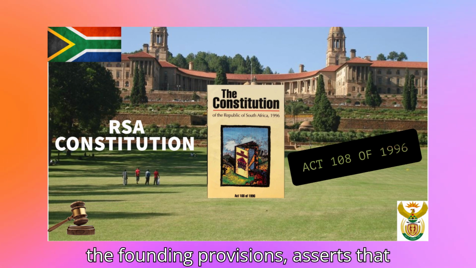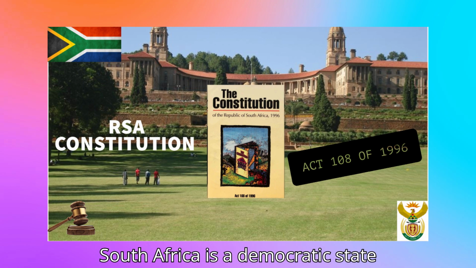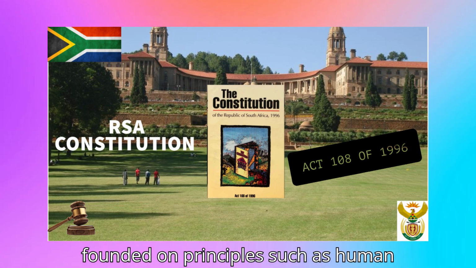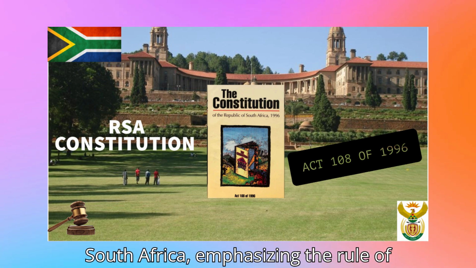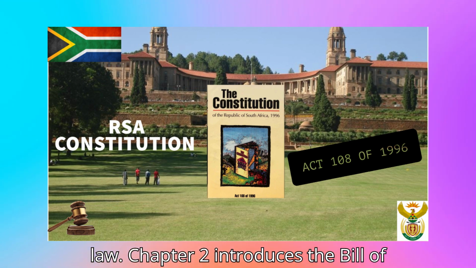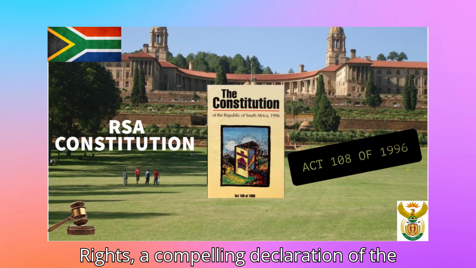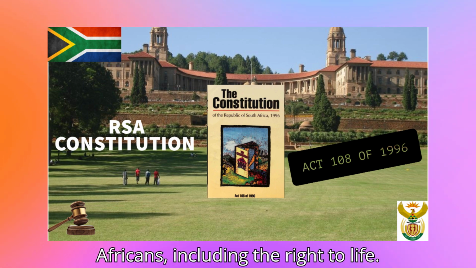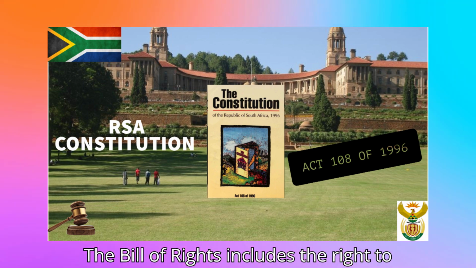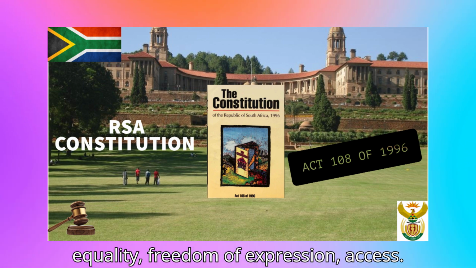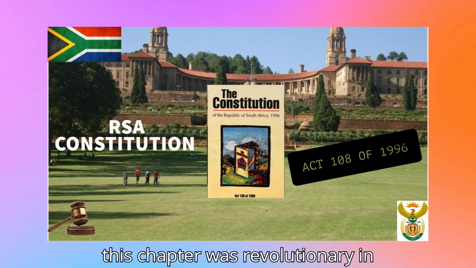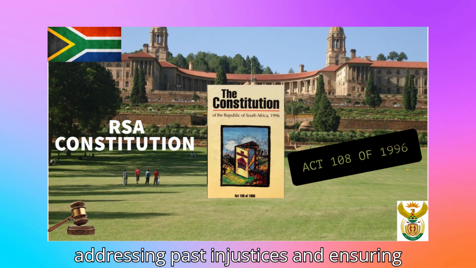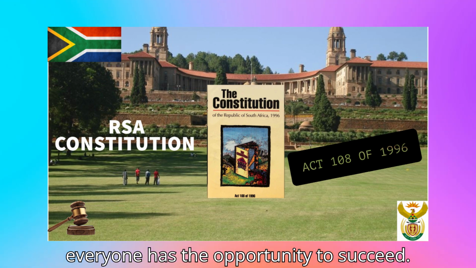Chapter 1, the Founding Provisions, asserts that South Africa is a democratic state founded on principles such as human dignity and equality. Chapter 1 establishes the identity and beliefs of South Africa, emphasizing the rule of law. Chapter 2 introduces the Bill of Rights, a compelling declaration of the rights and freedoms of all South Africans, including the right to life. The Bill of Rights includes the right to equality, freedom of expression, access to healthcare, and housing, among others. This chapter was revolutionary in addressing past injustices and ensuring everyone has the opportunity to succeed.